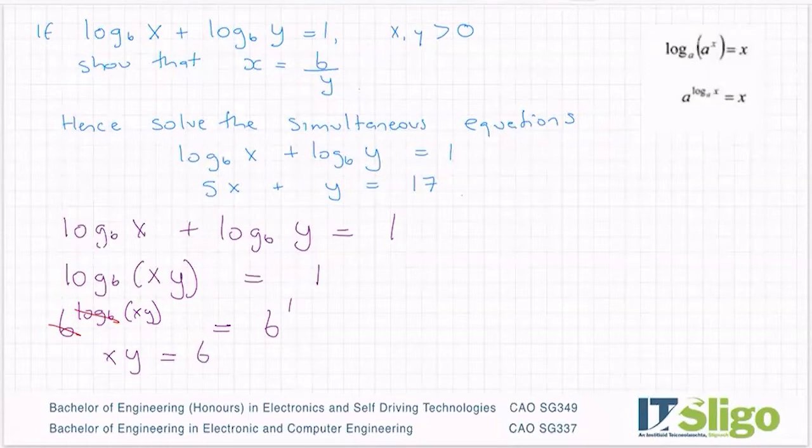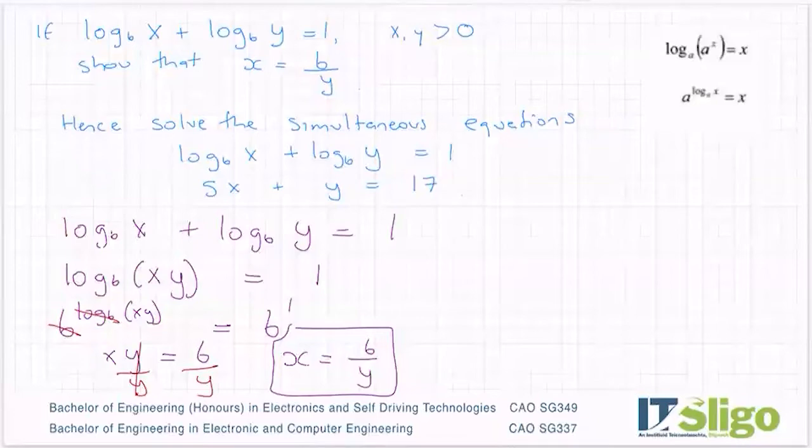Now you're looking up here to see what do I need to do to it to make it look like what I was asked. Well, you're just going to divide across by y, so that they cancel on that side, and you're now writing it in terms of x. So x is equal to 6 over y. I hope that's clear.